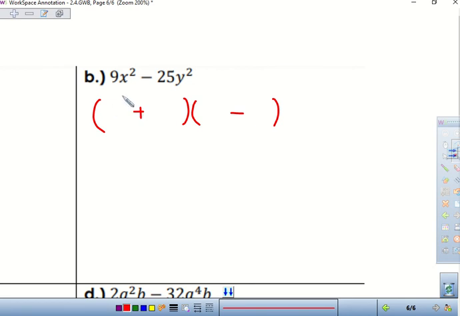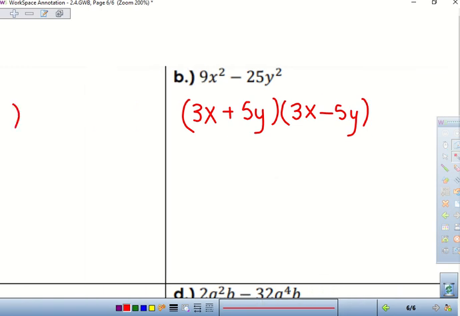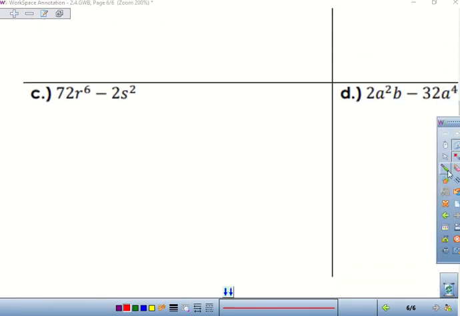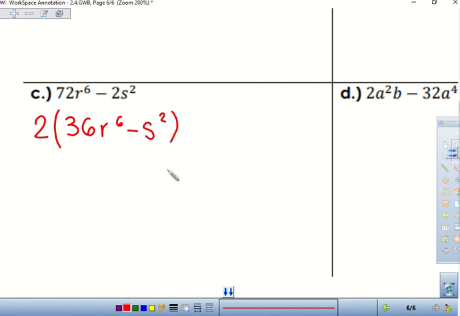So this is going to be the square root of 9x squared, which is 3x. And what is the square root of 25y squared? 5y. And that's it. All right. Now the problem with C is before we use the square root method, we first have to take out a GCF. Can't we take out a 2 first? So we get here. And now I can use the perfect square method.